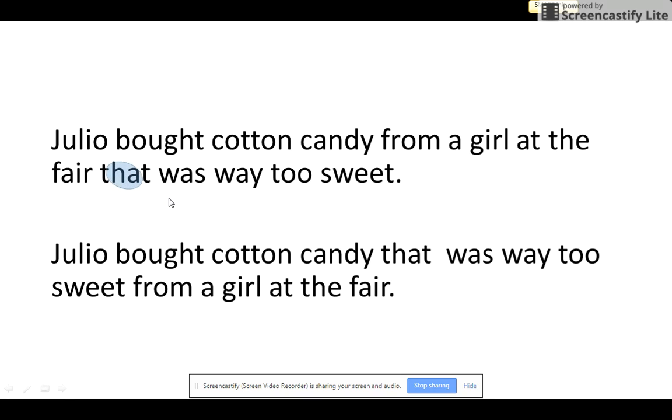And notice how that in this sentence is right next to our noun, fair. So this is making it sound like the fair is way too sweet. It's pretty much impossible to taste a fair. So this sentence is vague. This is an unclear sentence. Notice in this sentence we move that pronoun, that, to the noun right before it, which is candy. Candy can be way too sweet. This sentence on the bottom is clear.